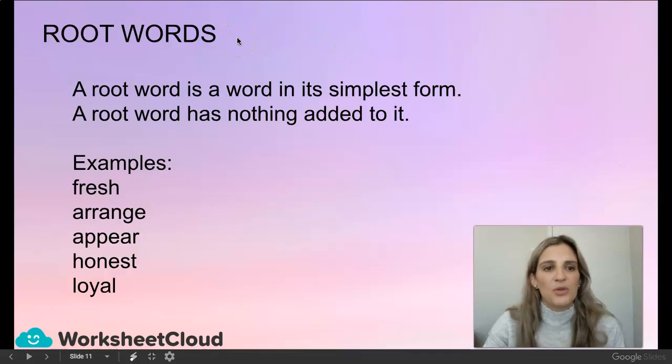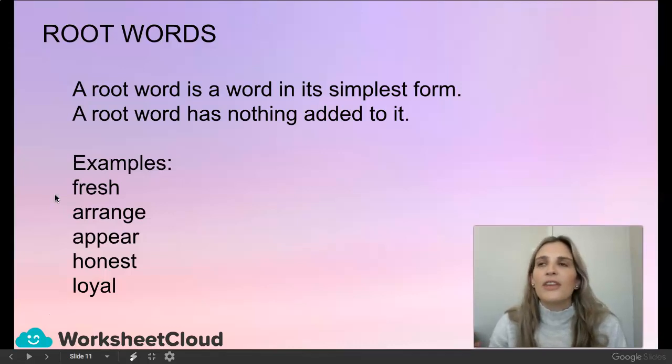Right, let's look at root words. A root word is a word in its simplest form. A root word has nothing added to it. So here are some examples. Fresh, arrange, appear, honest, loyal. Now if we look at some of these words, what can we add to change it?